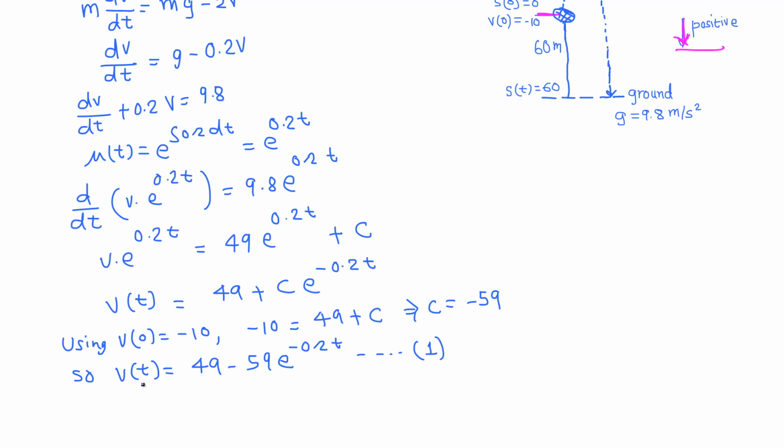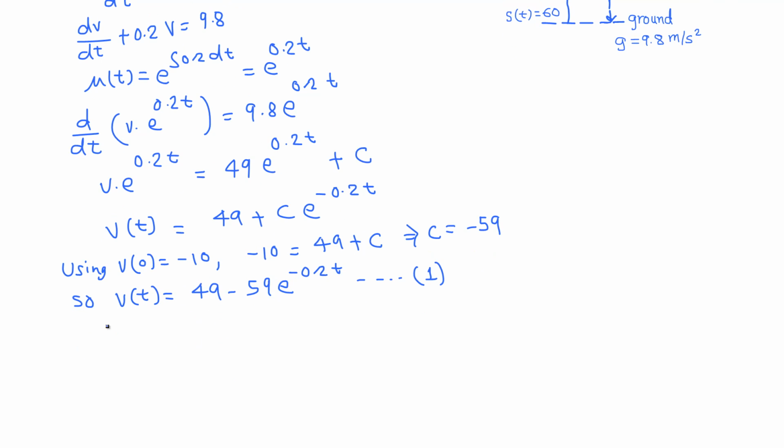Now this is the velocity, which is the rate of change of position or rate of change of height. If we integrate one more time, then we get the height. Okay, let's do that. Integrate both sides with respect to t, then we get height equals the antiderivative of 49 minus 59 e raised to negative 0.2 t, which gives 49t minus 59 e raised to negative 0.2 t divided by negative 0.2, and negative negative is positive, and this becomes 295.